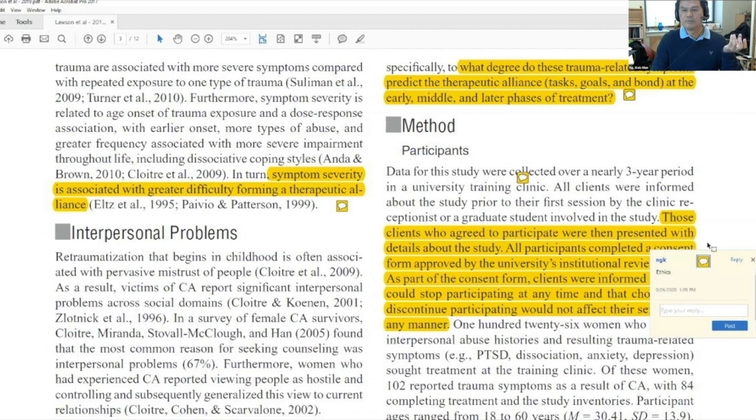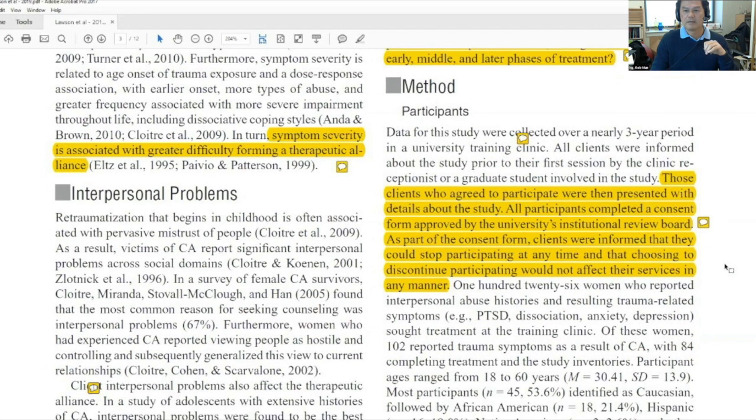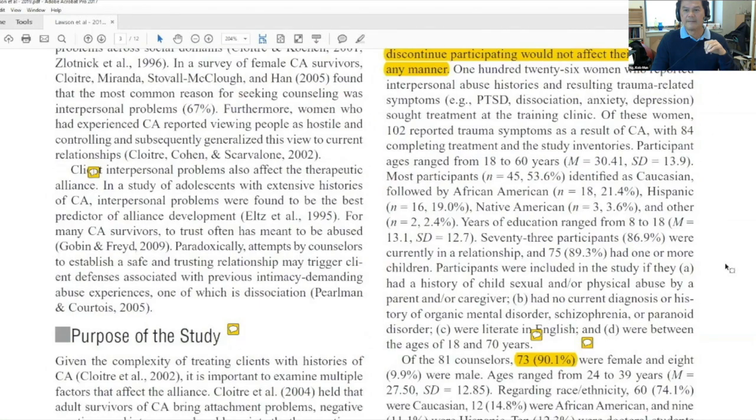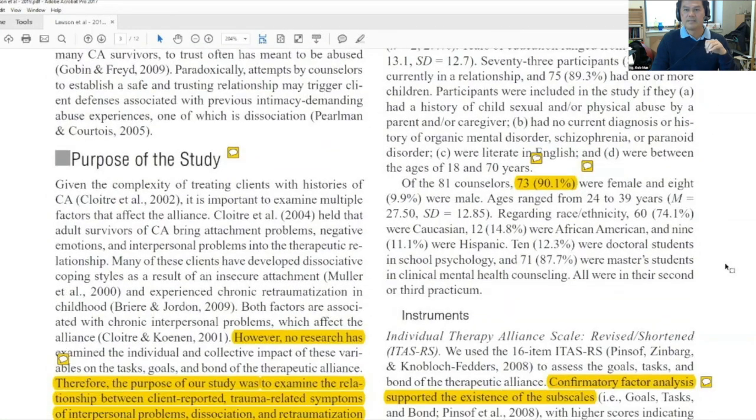And also, the recommendation is to provide some context of the ethical guidelines that you follow, like IRB, whatever that is. There are certain things it's always good to provide, right? So this is where they talk about consent and all that. All right, so a little bit here.